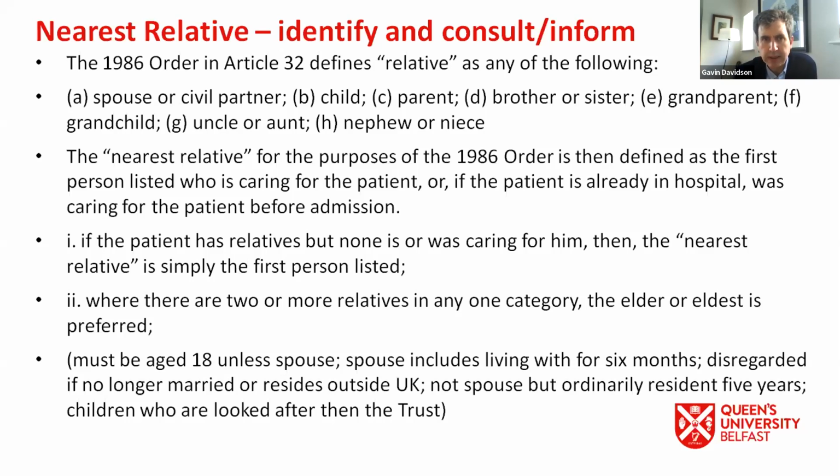If they're no longer married, they're disregarded as the nearest relative, or indeed, if they reside outside the UK. If someone is living with the person not as their partner, but they've lived with them ordinarily for 5 years, they can become the nearest relative. And if it's a child being assessed, the 86 order applies to all ages, in contrast to the Mental Capacity Act. But the 86 order applies to everyone. And so if it's a child that you're assessing, and they're looked after, then the nearest relative is the trust.